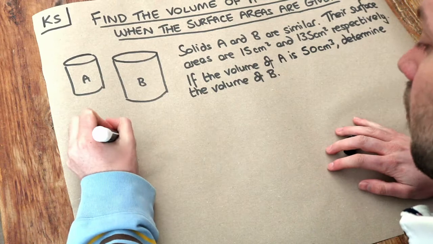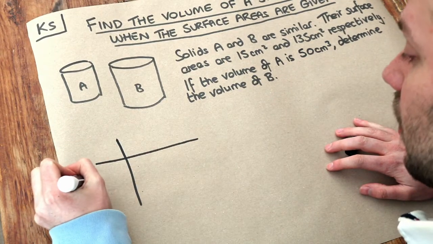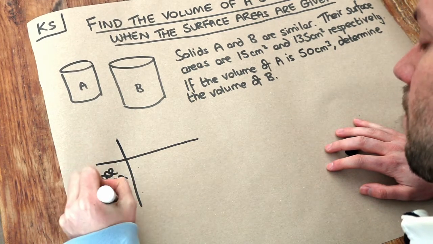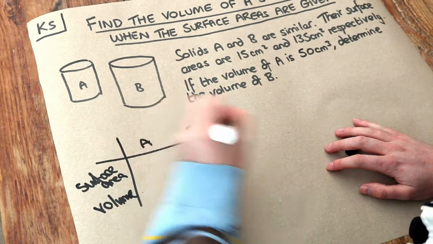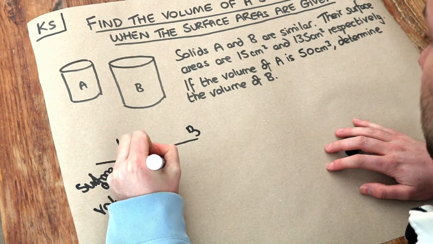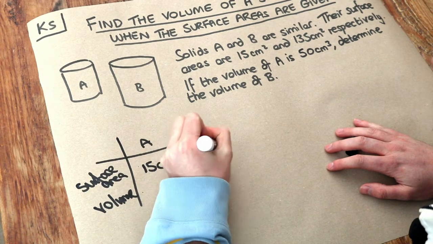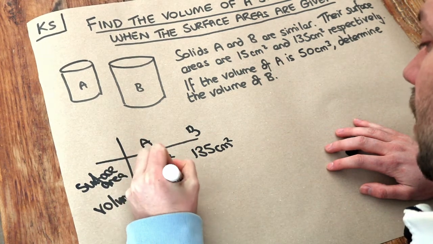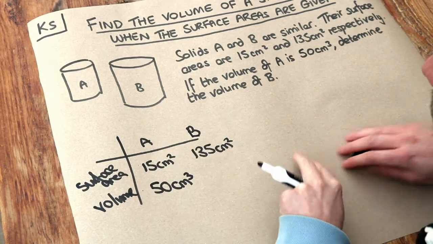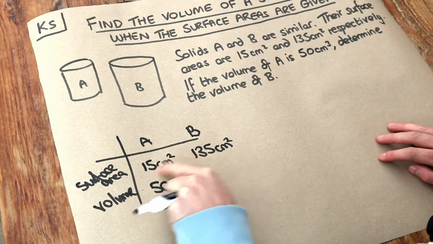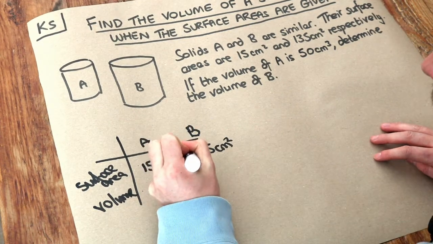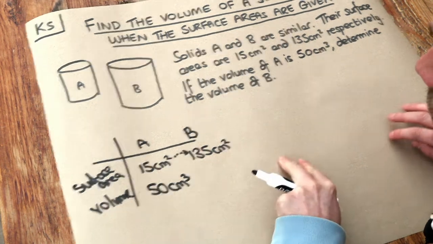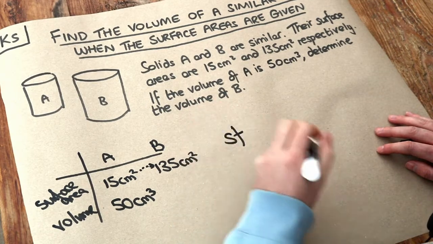Now I like to lay out all the information here in a table. So we've got the surface areas and we've got the volumes for A and B. So we're given the surface areas of 15 centimetres squared and 135 centimetres squared. We're also given the volume of solid A is 50 centimetres cubed, and we're trying to find this mystery volume of solid B. Now note that we have the surface areas of both A and B, so we could therefore find out the scale factor of surface area. What I mean by that is how many times bigger is this surface area than this surface area. So we just divide the numbers to see how many times bigger one is than the other.